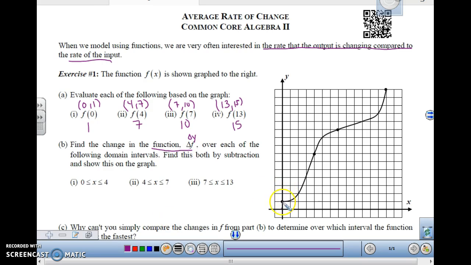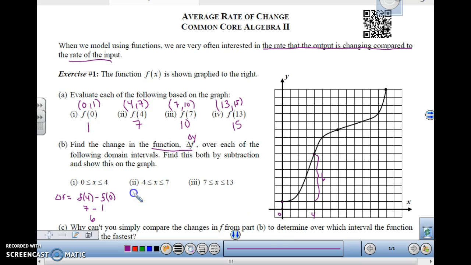All right, so we are going from here to here, from 0 to 4. Here's 0, here's 4. So the change in the function, delta f, would be f of 4 minus f of 0. Well, looking at our values up here, we found f of 4 was 7, f of 0 was 1, so that's going to be 6. So your change from here to here is going to be 6. We can see that from there to there, it goes up 6.